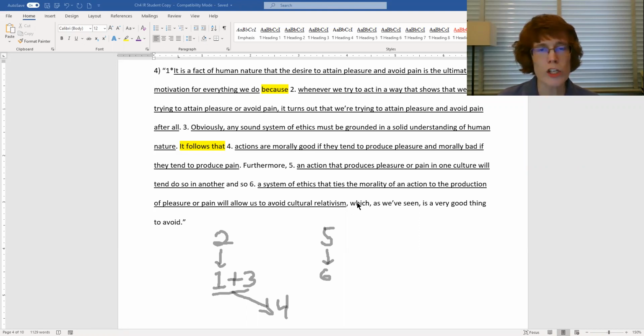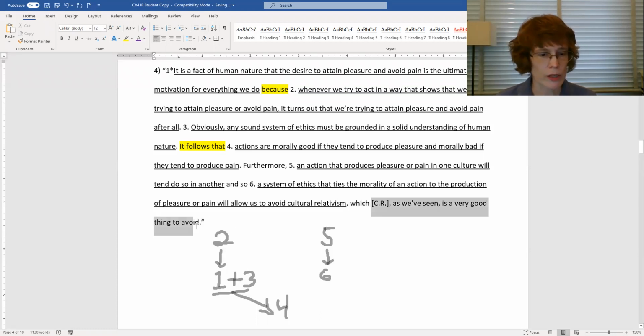Now let's go back to this "which, as we've seen, is a very good thing to avoid." The "which" here refers to something else, right? So if we wanted to, we don't have to, but it's always good to know what a referring word refers to. Ask yourself, what is that "which" referring to? Give you a moment to think, so pause the video. Okay, what do you think? A system of ethics that ties the morality of an action to the production of pleasure or pain will allow us to avoid cultural relativism, which refers to cultural relativism. So I am just going to write CR so I remember what I'm talking about. And basically then what this is saying is cultural relativism, as we've seen, is a very good thing to avoid.